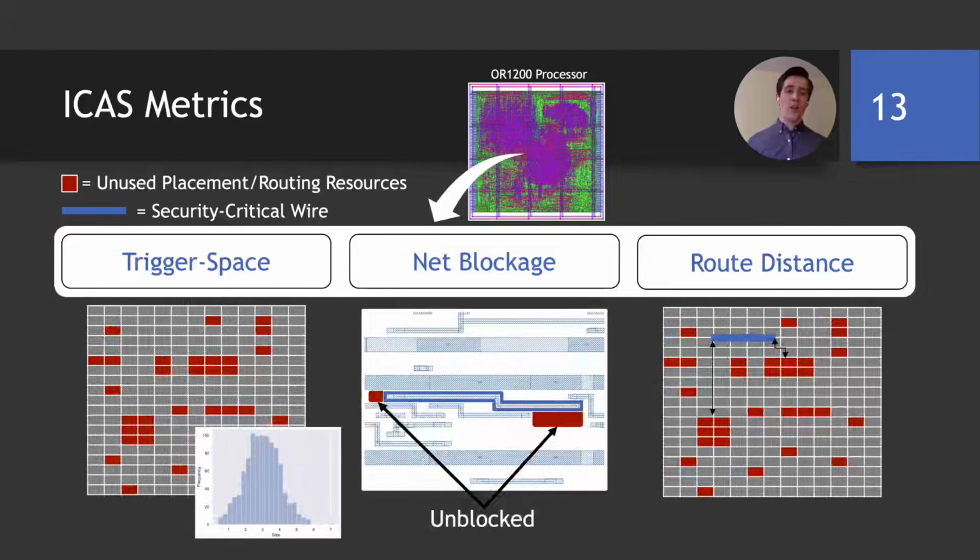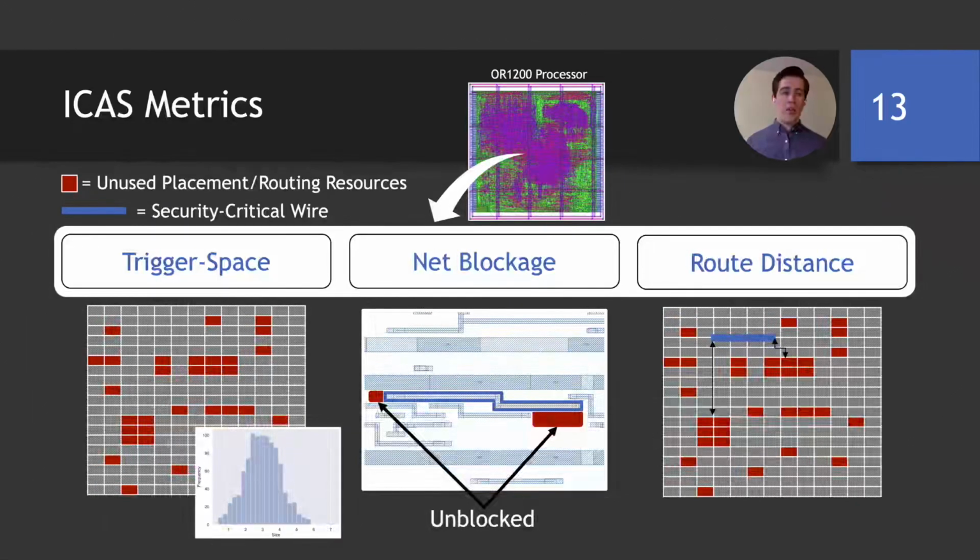If their Trojan has a large footprint, they will need to locate a large contiguous block of unused placement sites to accommodate their Trojan components, or be forced to scatter their Trojan components across the chip, making routing much more challenging. The net blockage metric characterizes the percentage of surface area of designer annotated security critical nets that are blocked by nearby components and/or wiring.